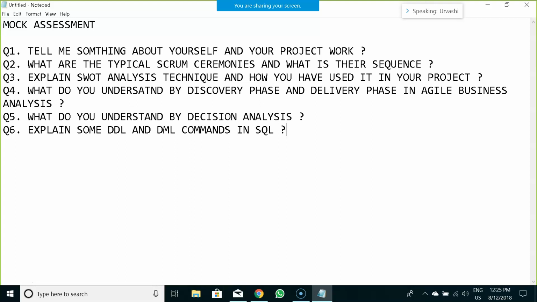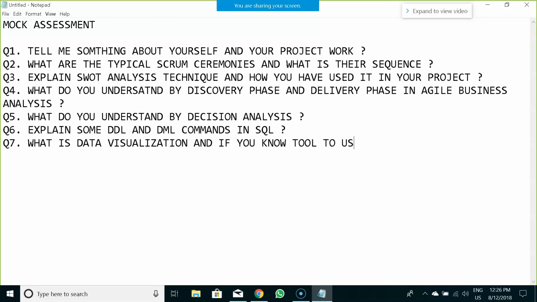What's the difference between the drop command and the delete command? The drop command deletes the object from the database, and the delete command just deletes records from the particular table. Data in a representative form, and the tool is like Tableau. Okay, and what are the typical scenarios wherein you would be using data visualization?